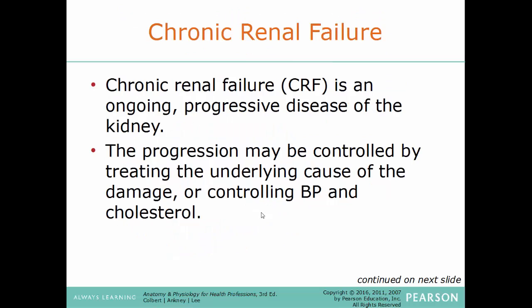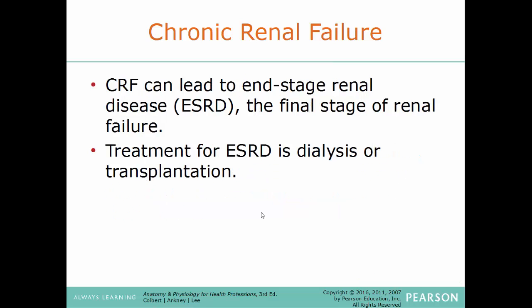CRF, chronic renal failure, is an ongoing progressive disease of the kidney. The progression may be controlled by treating the underlying cause of the damage or by controlling blood pressure and cholesterol. CRF can lead to end-stage renal disease, or ESRD, which is the final stage of renal failure. And the only treatment for ESRD is dialysis or getting a new kidney.